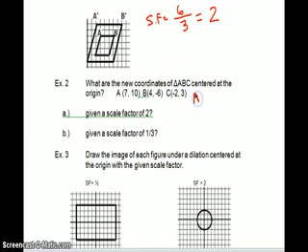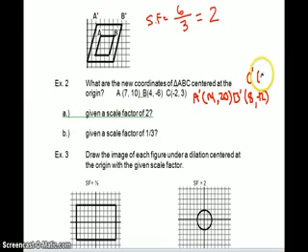So A prime is going to be 14 and 20. B prime is 8 and negative 12. And C prime, let's put it up here. C prime is going to be negative 4, 6. And that's given a scale factor of 2. So the answer to A is up here.